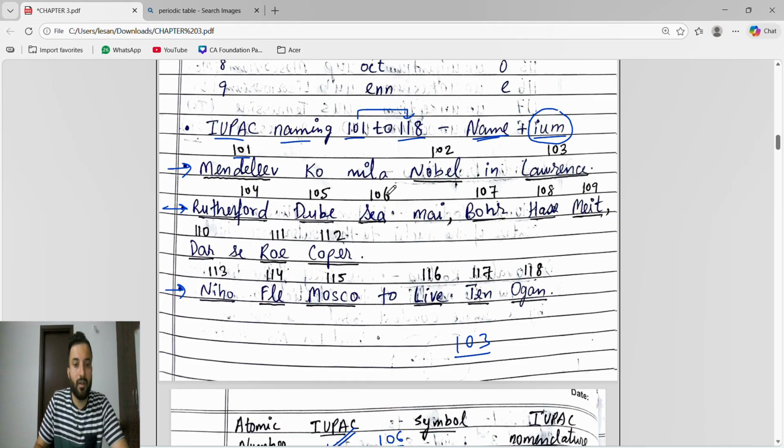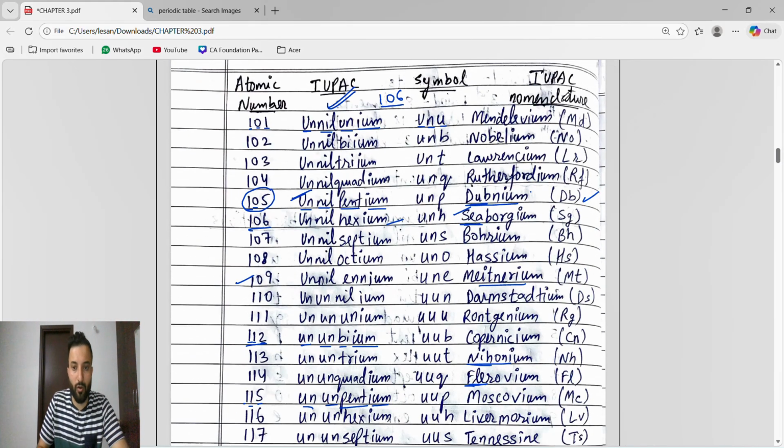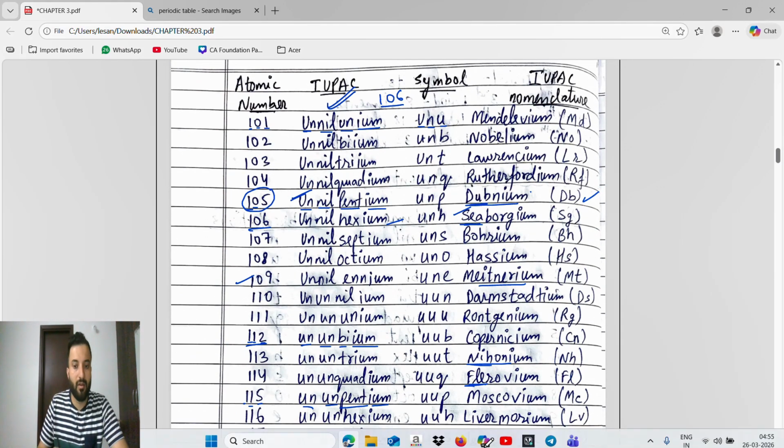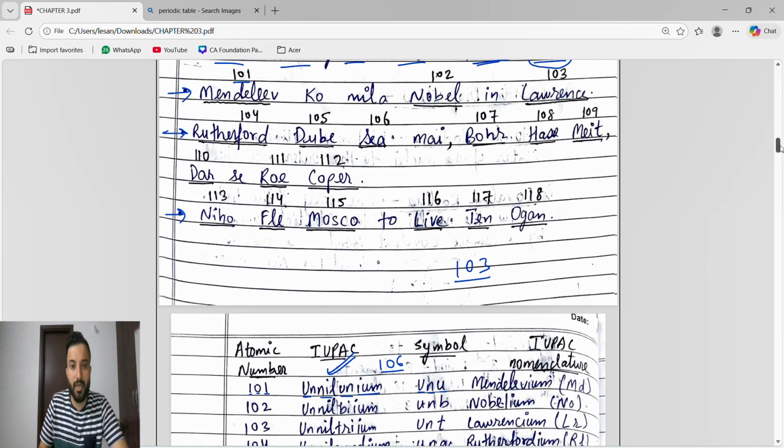So this is the easy trick to remember the real names for the IUPAC nomenclature, because this is very easy to remember and the names are difficult to remember otherwise, so you can remember them by using this trick.